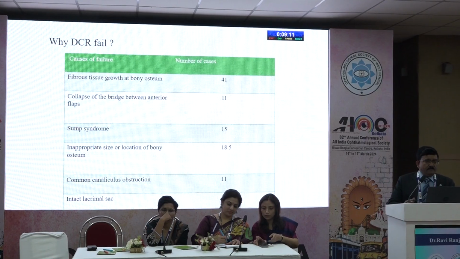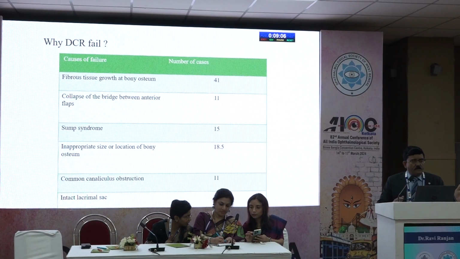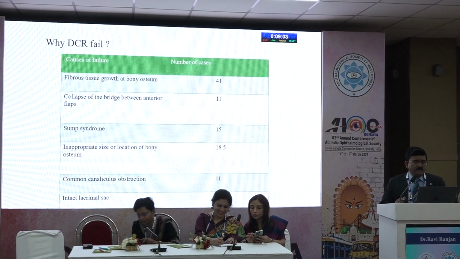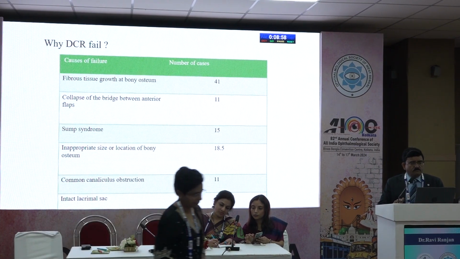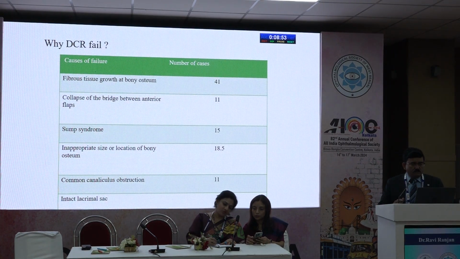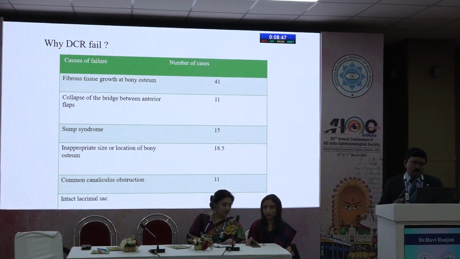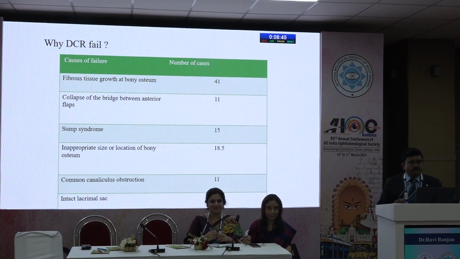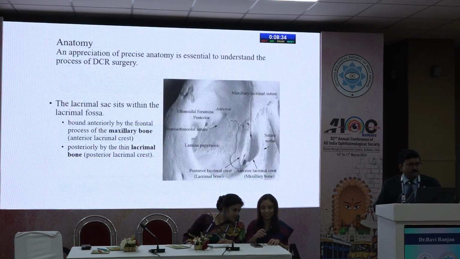First of all, I shall talk about why DCR fails. If you do 100 DCRs, approximately more than 40 fail due to fibrous tissue growth in the bony ostium, more than 10% because of collapse of the bridge between anterior flaps, more than 15% due to some syndromes, and 18% or more due to inappropriate size or location of the bony ostium. That comes second after fibrous tissue growth at the bony ostium. Common canalicular obstruction accounts for more than 10% of cases, and intact lacrimal sac for more than 4%.